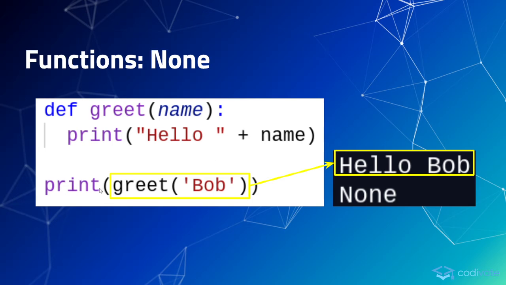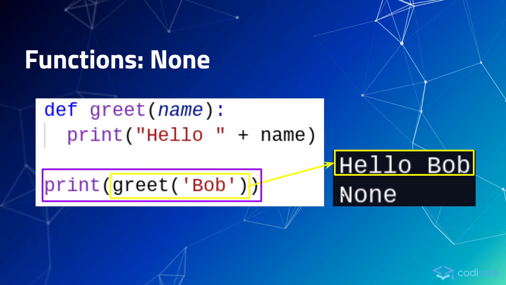But if you want to print a call to the function, we print whatever is returned by this. Well, there's nothing returned by this, so it would basically print None, because nothing is returned. The way that Python thinks of nothing is None.